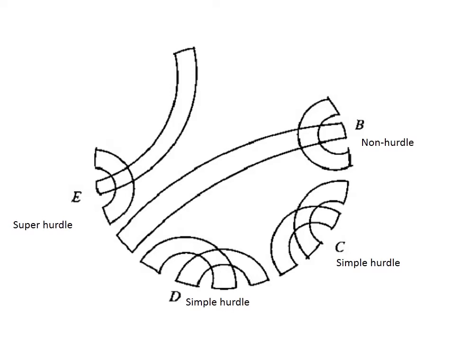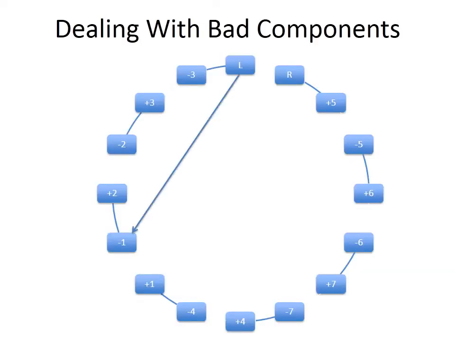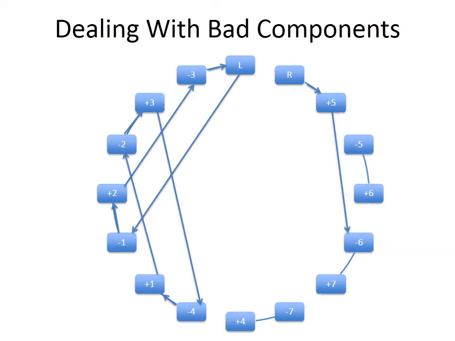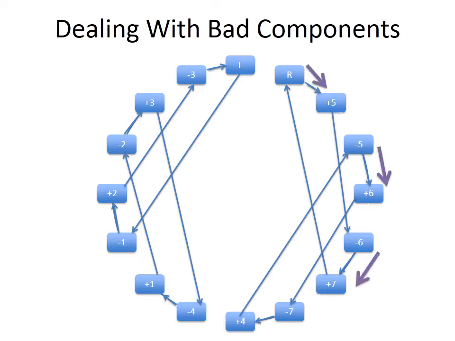So how do we deal with these bad components? Well, it depends on if we have an even number of bad components or an odd number of bad components, or if we have a fortress. So we're going to talk about an even number of bad components first. Here we can see that we have two different components, and after examining our orientation, we have no divergence, so we have two bad components.